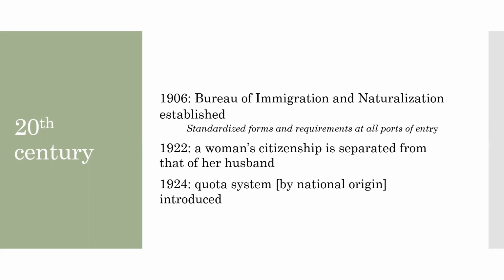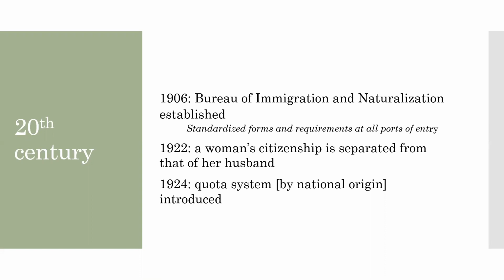Up until 1922, if a woman who was not a citizen either married a citizen or her husband became a citizen, she was naturalized at the same time. And when women were finally given the right to vote in 1920, this obviously had a bit of a domino effect. And so in 1922, a woman's citizenship is separated from that of her husband. So before 1922, you really don't see much in the records for women on their own.